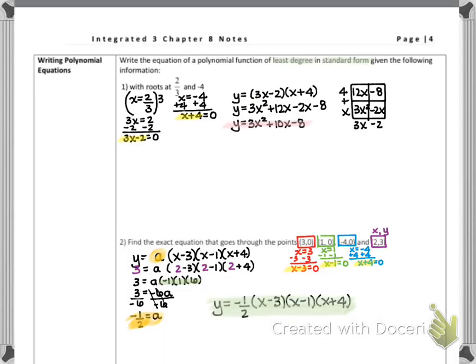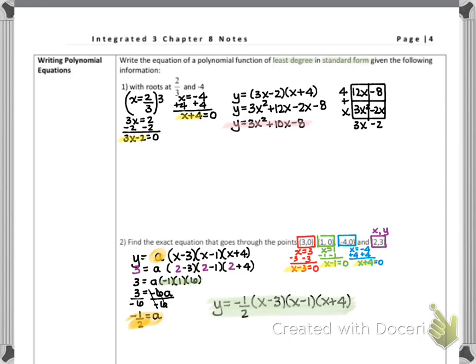Okay, so I went ahead and flipped back to the previous page here. Since it did say standard form, I guess I have to multiply it out. So my recommendation to you really is to multiply out the factors first, and then the very last thing you want to do is multiply out the negative 1/2.